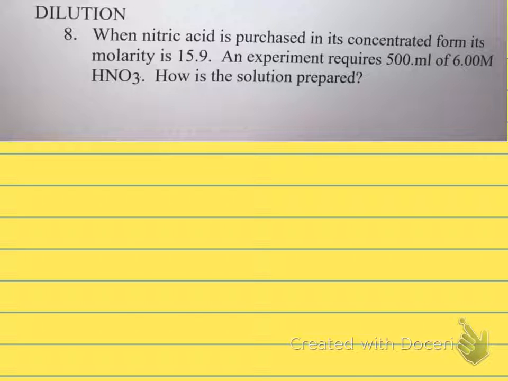So what we're doing here is we will take our initial solution, the one with a molarity of 15.9, and we need to add water to it in order to dilute it so that it is 6 molar. It has a 6 molar concentration, and we only want to make 500 milliliters. So right off the bat, when we're dealing with molarity, you can instantly say, okay, that's moles per liter, so I'm going to take my milliliters, and I'm going to convert it into liters by dividing by 1,000.